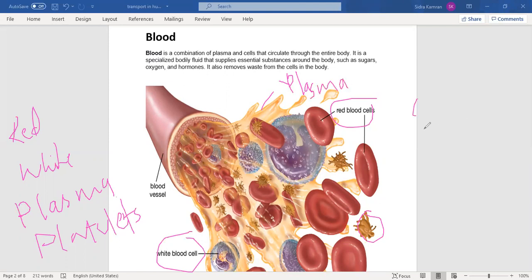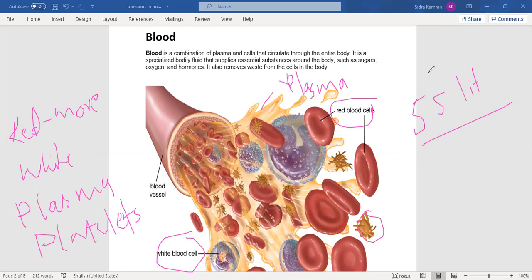Our body contains 5.5 liters of blood. It's a very large amount. Our blood has a red color, as you know. Do you know why our blood has a red color? Because red blood cells are in greater quantity than white blood cells. That's why our blood has a red color.